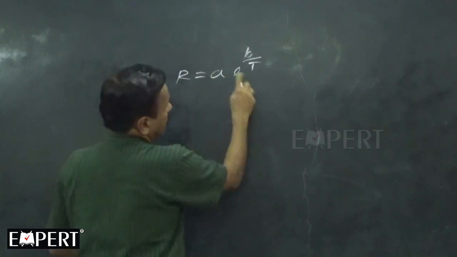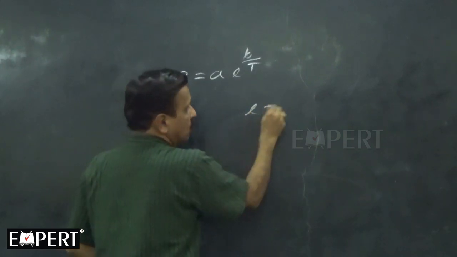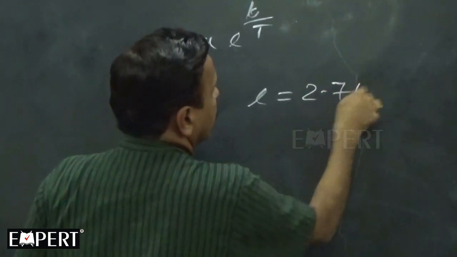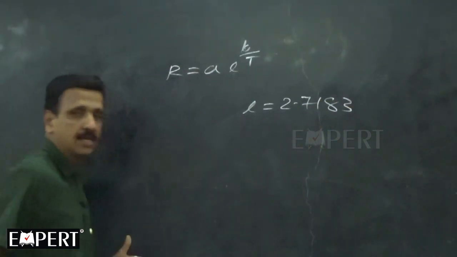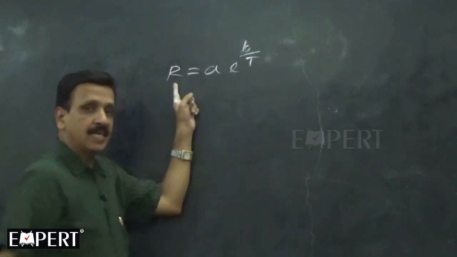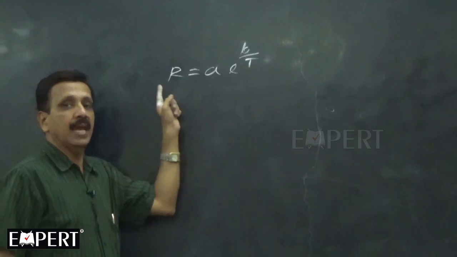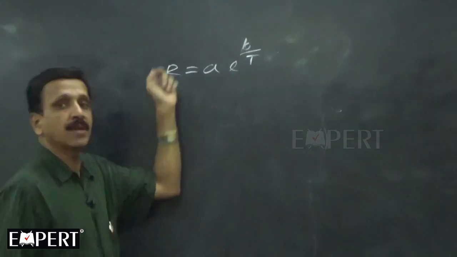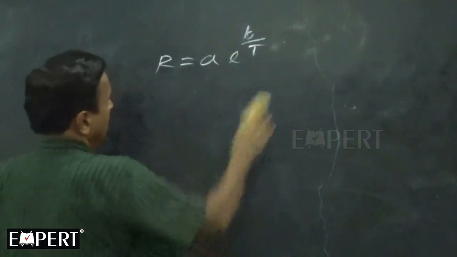So, e is nothing but exponential constant. You know it is a constant between 2 and 3, 2.7183, exponential constant. Here, why I have given this example is, this is an example for resistance of a semiconductor varying with respect to temperature in Kelvin. You come across other examples. You take a daily life example.